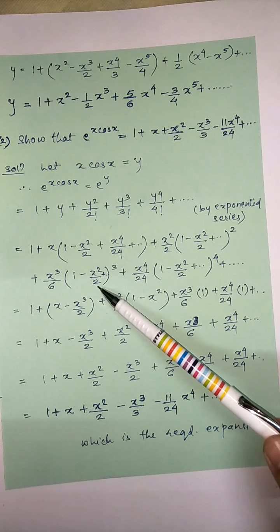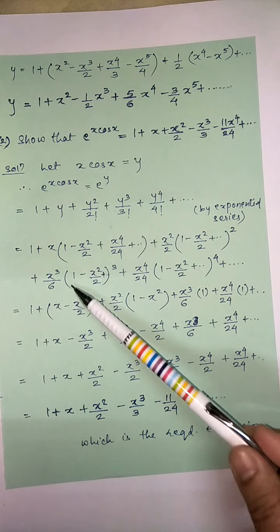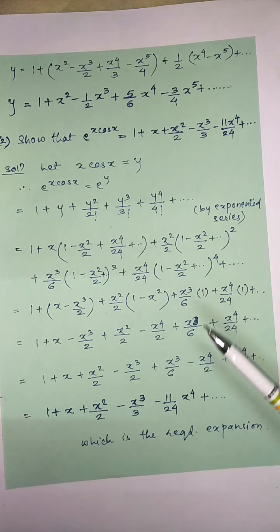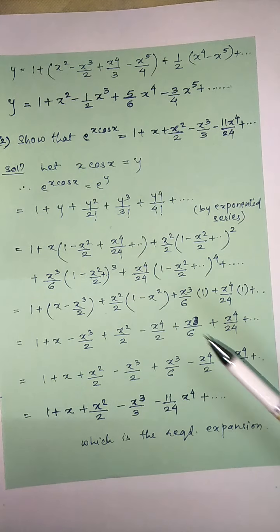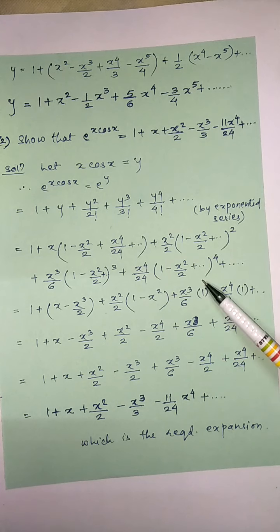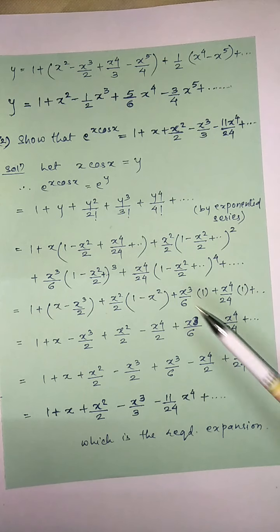Now for this next term, it is x cube by 6 into this bracket raised to 3. We are taking the first term, 1 raised to 3, which will be 1. And the terms beyond this will have higher powers of x, so we are neglecting those terms. Then for this term, it is x raised to 4 upon 24 into 1 raised to 4, which is 1. Again, the terms beyond this will be of higher powers of x and we are neglecting those terms.